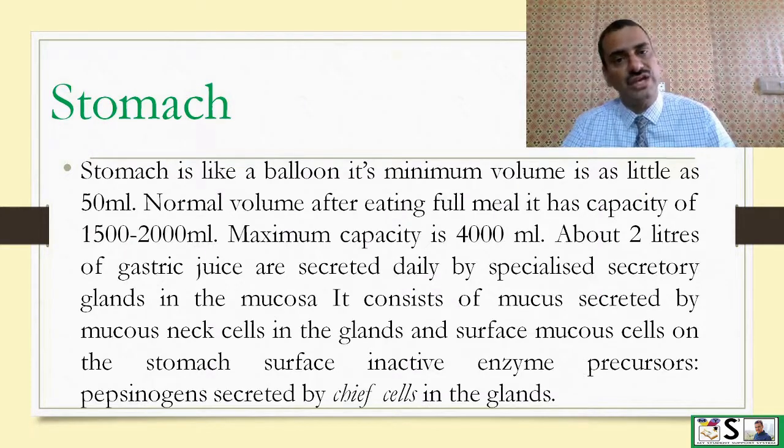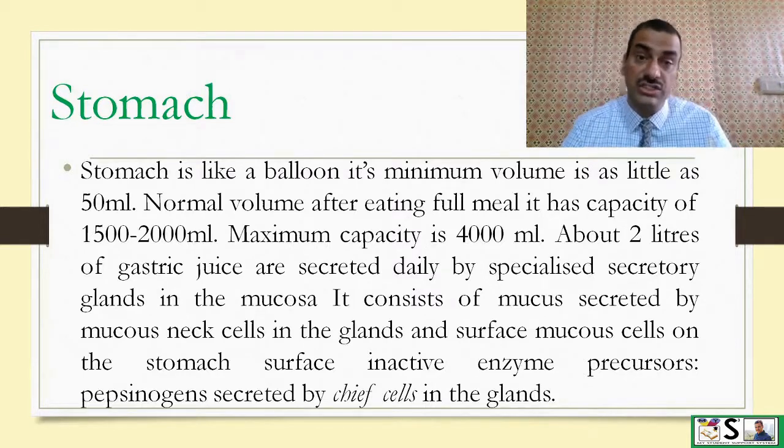About 2 liters of gastric juice are secreted daily by specialized secretory glands in the mucosa. It consists of mucus secreted by mucus secreting glands in the surface of the mucosal layer. On the stomach surface, inactive enzyme precursors like pepsinogens are also secreted by the chief cells in the glands of the mucosa.